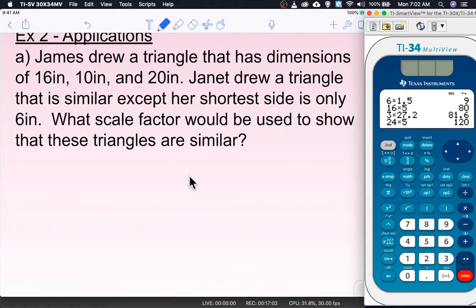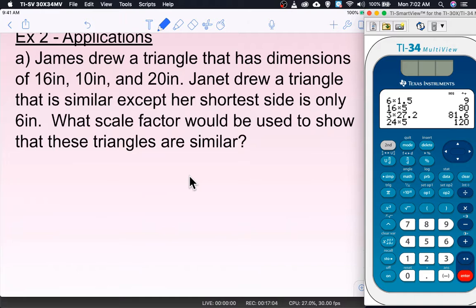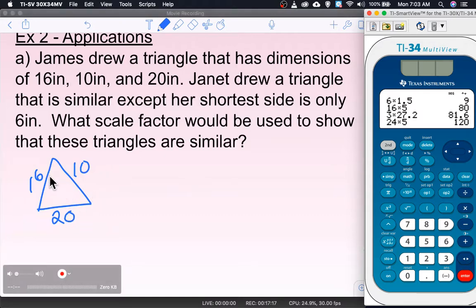Now we do a couple application problems. James drew a triangle that has dimensions of 16, 10, and 20. I know, my 20 is not any bigger than a 10, but it's just a triangle. I drew a triangle, 16, 10, and 20. As long as you have them labeled, you're good.